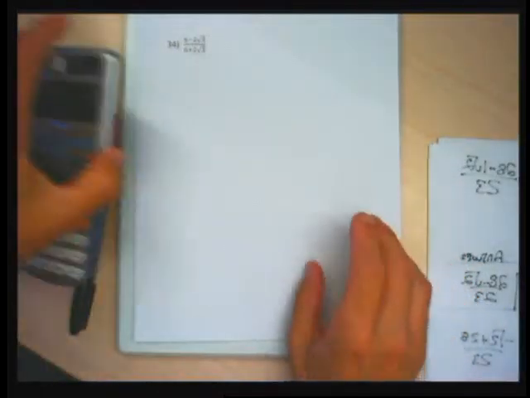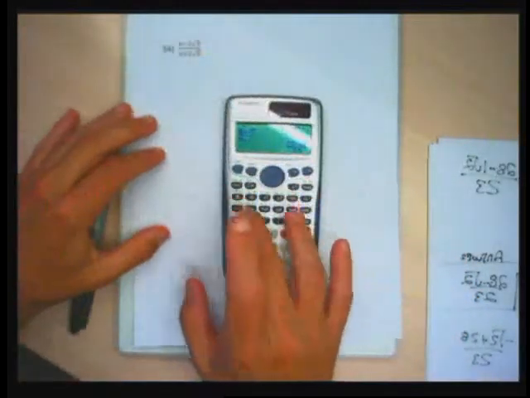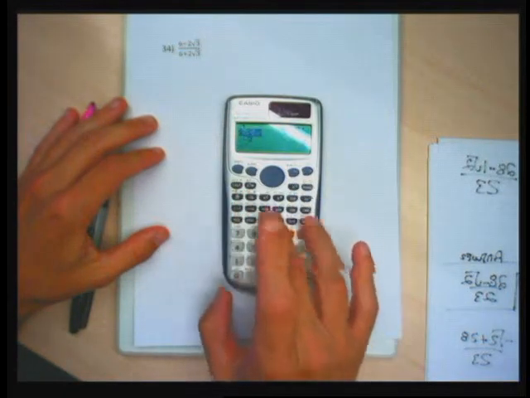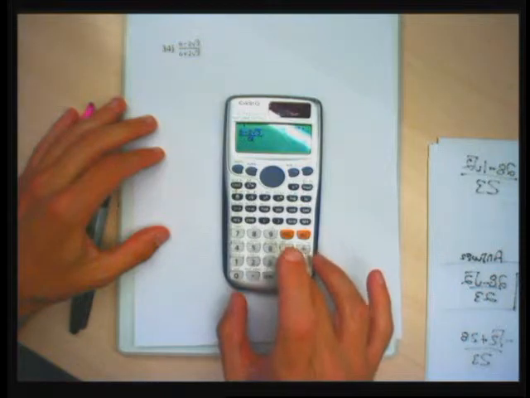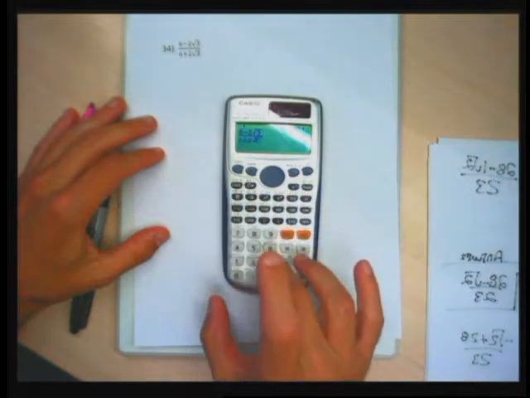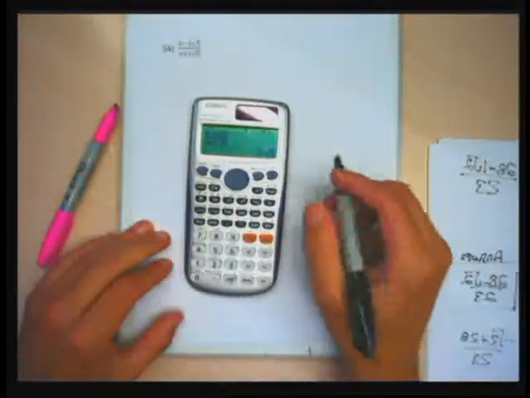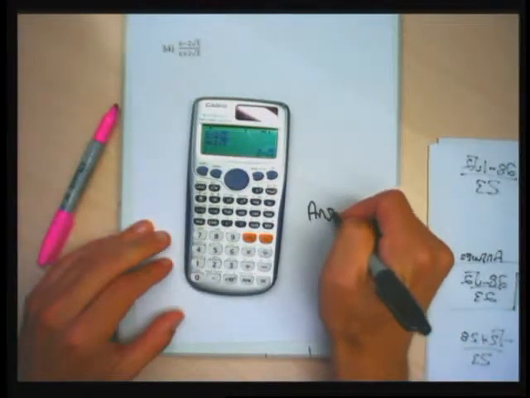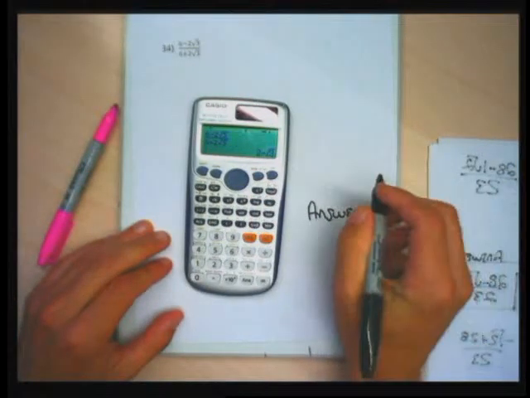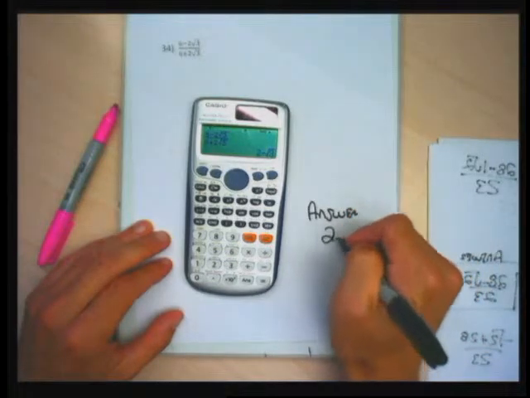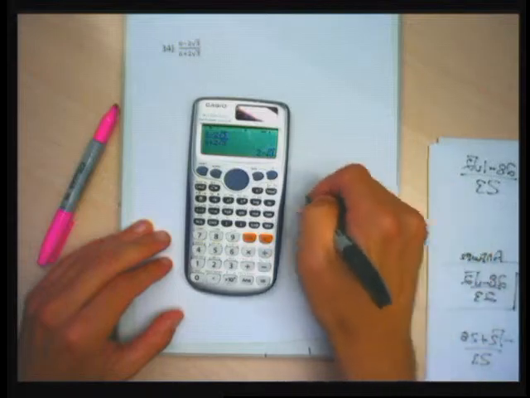So last problem, 34. Since it has nothing but square roots, no letters, I can do it on my calculator. So I'm going to do 6 minus 2 square root of 3 over 6 plus 2 square root of 3. And apparently the answer, wow, 2 minus square root of 3. It's not even a fraction.